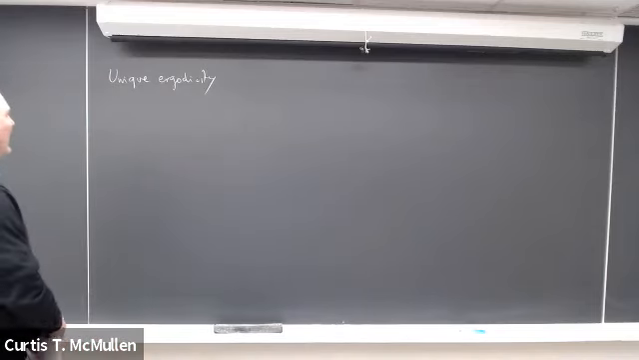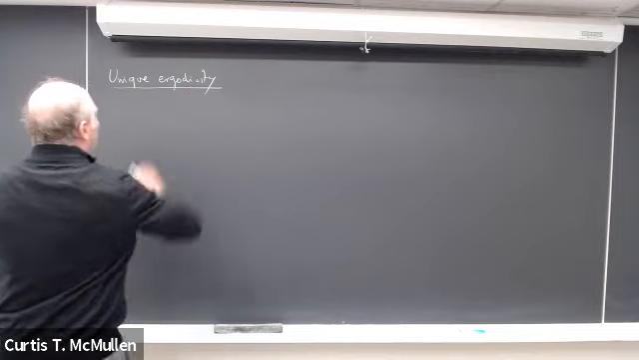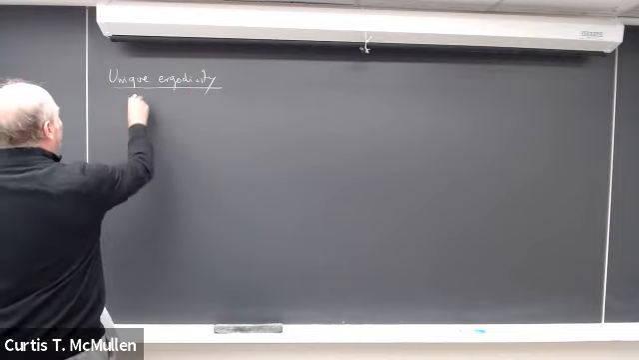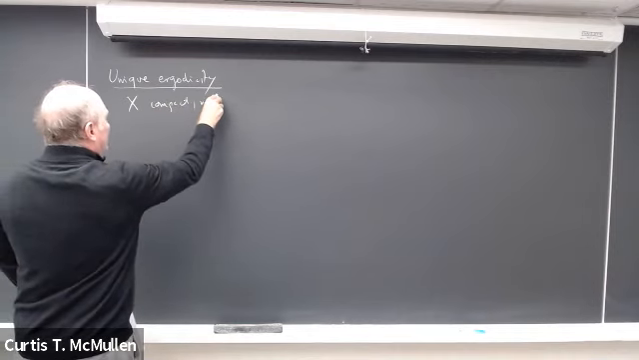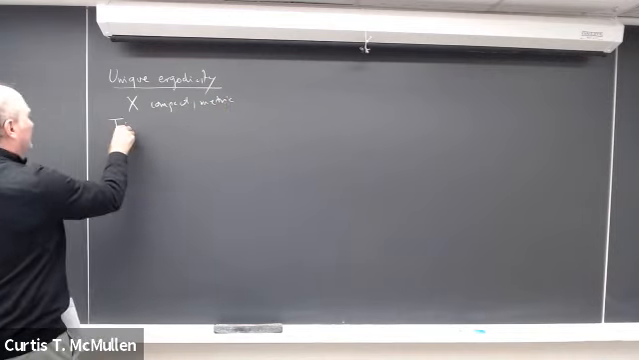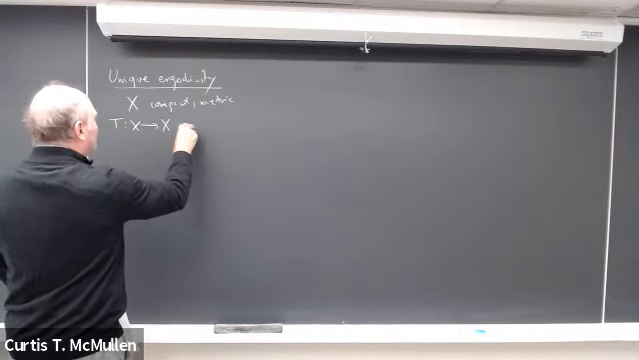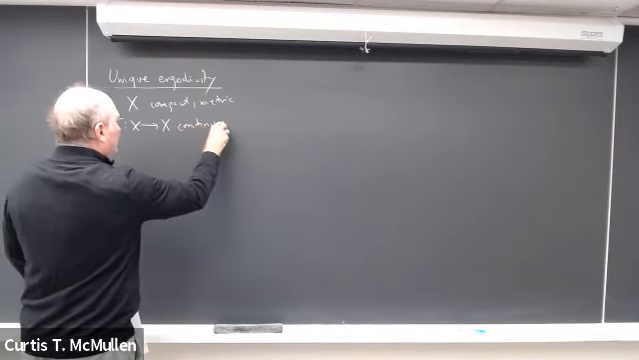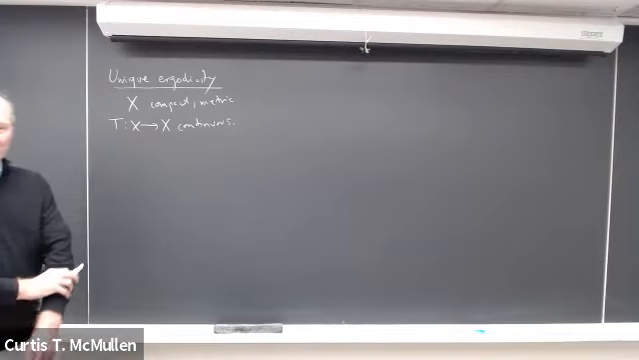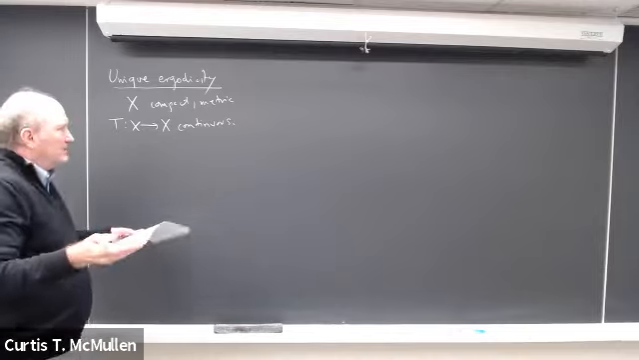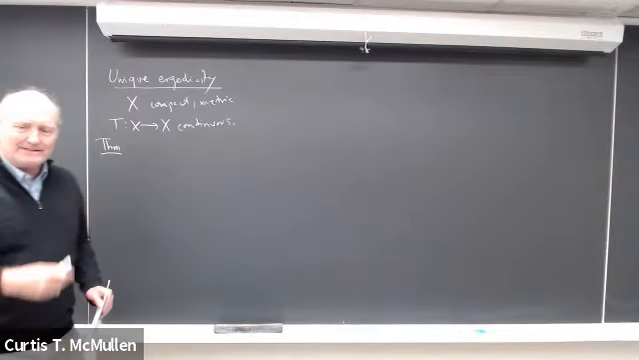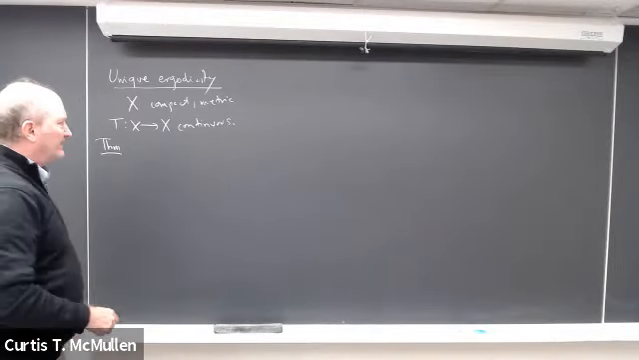Unique ergodicity. Our setting is X, a compact metric space, and T, a continuous map from X to X. Then we have this easy formal definition of unique ergodicity, which is that there's only one invariant measure. But the theorem is that this is equivalent to several other conditions.